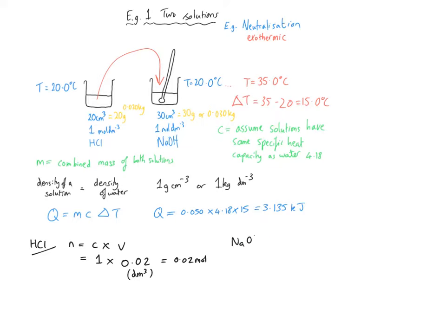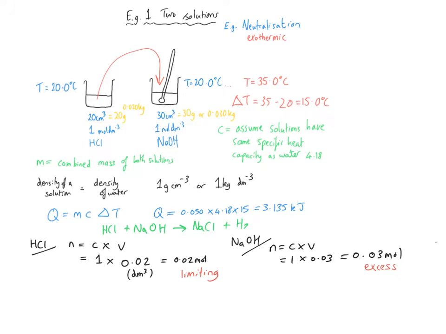For sodium hydroxide, moles again is 1 for the concentration times by the volume, 0.03 this time, which is going to equal 0.03 moles. And here comes the second complication. When you're working in a situation like this, we need to identify the chemical that is in excess, which is the sodium hydroxide, and the moles of the chemical that is limiting, which is HCl. And we work out which chemical is the limiting reagent by referring to the equation. And sodium hydroxide and HCl react together in a 1-to-1 ratio to make sodium chloride and water.